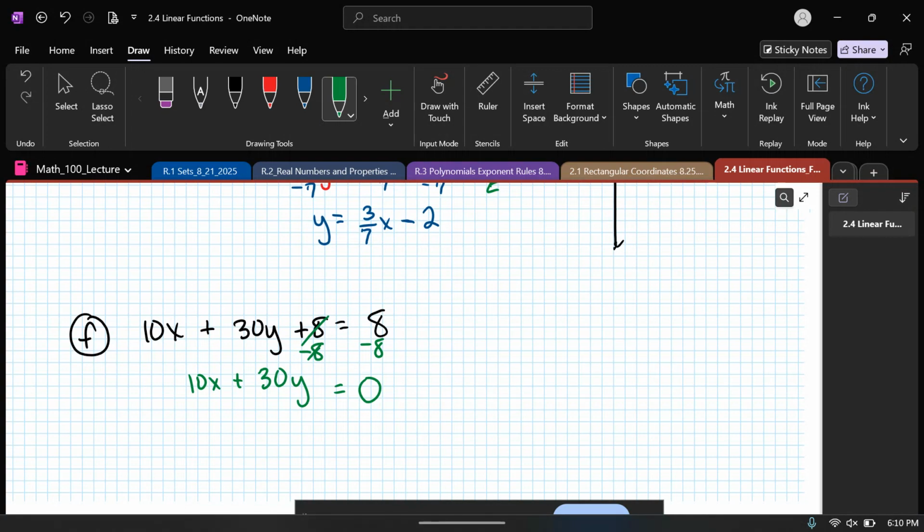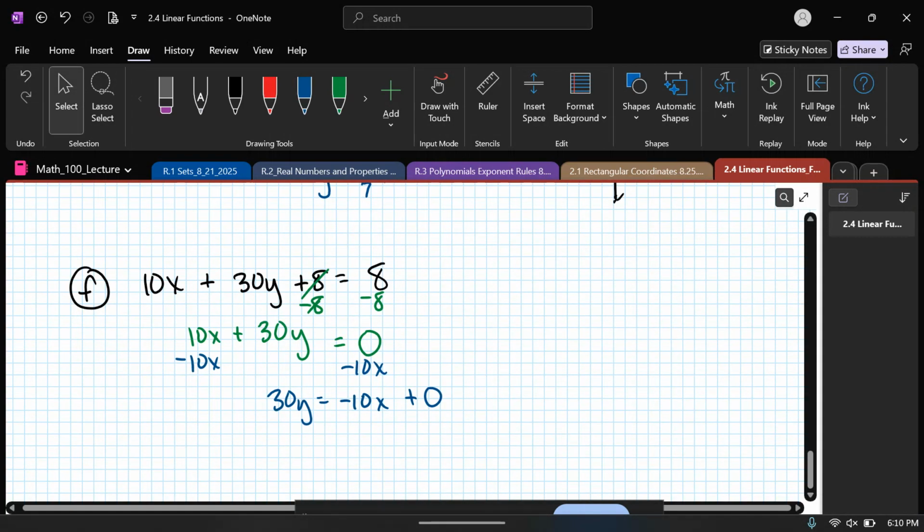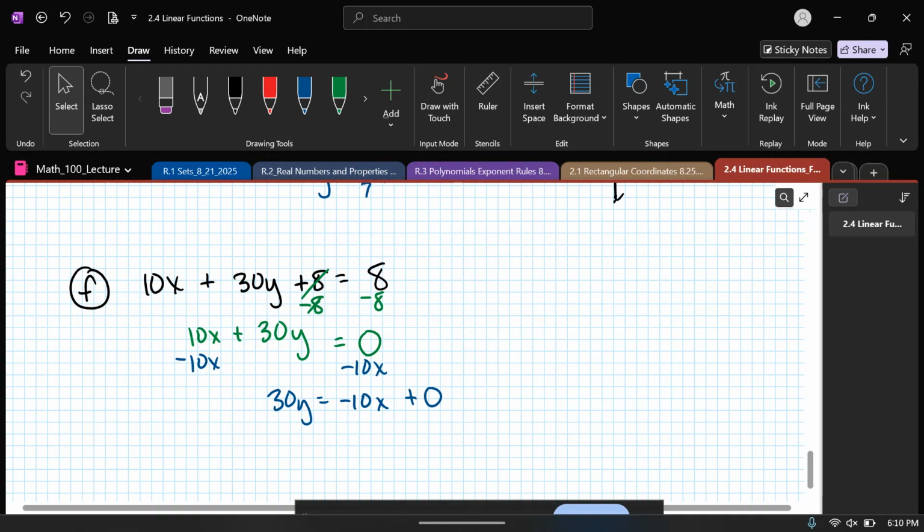Now what? Subtract the 10x. Minus 10x. It's a good move. 30y is equal to negative 10x. Technically plus 0, but you don't have to put the plus 0. It's optional because adding 0 doesn't change the problem, right? But maybe it helps us when we go to graph. One more step. Divide by 30.